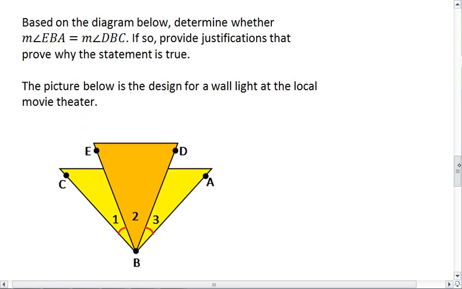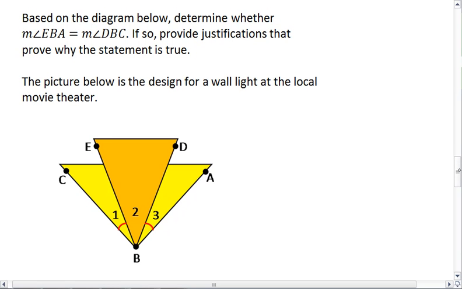In this example, based on the diagram below, determine whether the measure of angle EBA, there's EBA in blue, is equal to the measure of angle DBC. I just highlighted DBC in red. If so, provide justifications that prove why the statement is true.